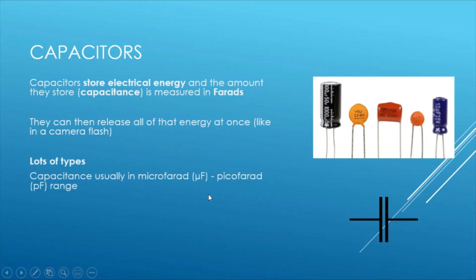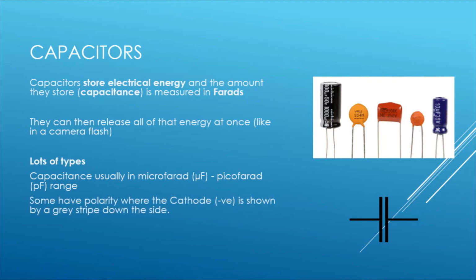And there's lots of types. The capacitance, however, is usually in a range from microfarads to picofarads, so very, very small. And some capacitors, such as this big one here, will have a polarity, such as like our diode, where they will have a positive and negative, so anode and a cathode. The negative side is shown by this grey stripe running down the side, and it will also have a shorter leg. The smaller ones, however, will not have a polarity, and you can put them around any which way you want. Now, these capacitors are great for filtering and smoothing of signals.